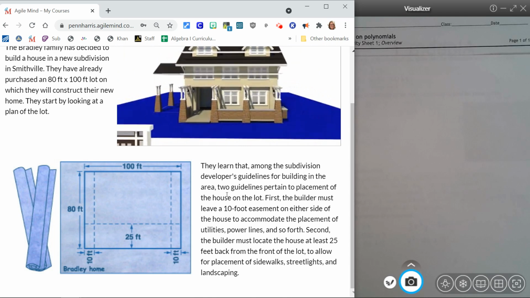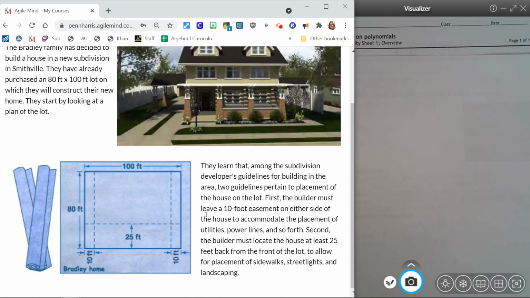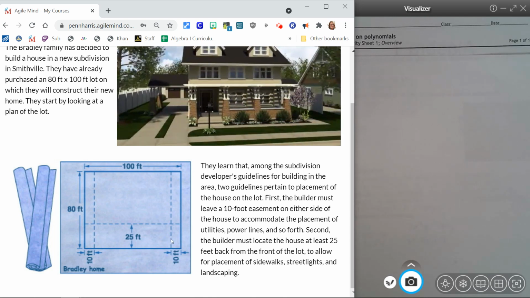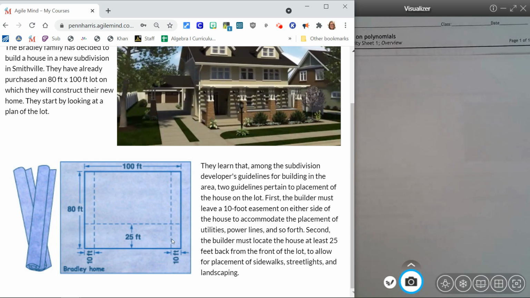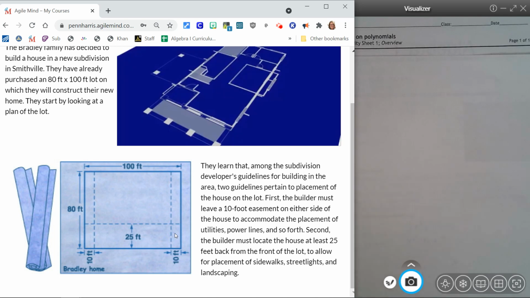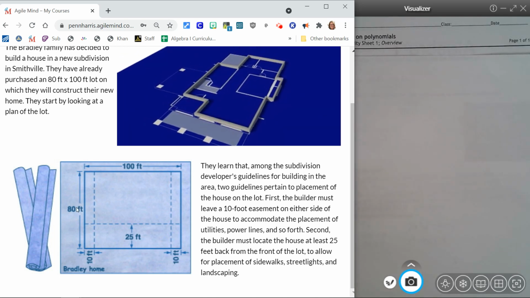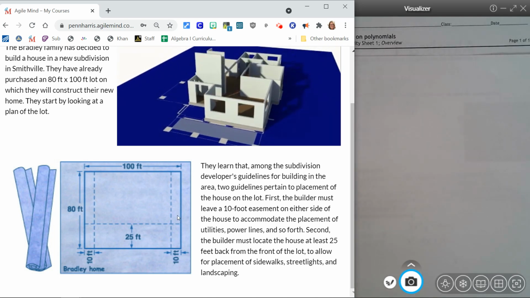The subdivision says that first, the builder must have a 10-foot easement on either side of the house to accommodate the placement for utilities, power lines, and so forth. So what that means, guys, is you can't take your house right up to the side.